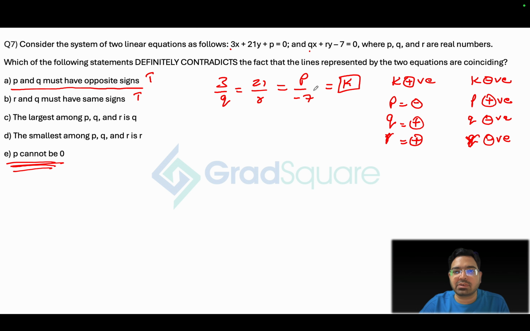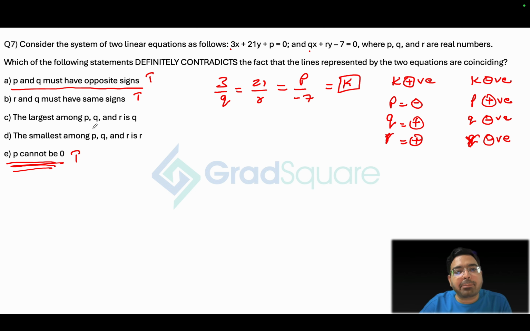Look at the last one once. If P becomes 0, then what will happen? 21 by R should become 0. Now that becomes a problem. That is not possible because 21 divided by any value of R will not give you 0, right? Howsoever large that value may be, it will be closer to 0, but it cannot be made 0, right? So the statement P cannot be 0 is a true statement, right?